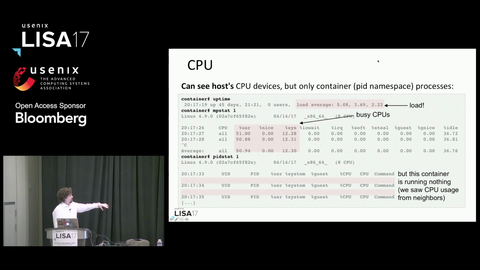For CPUs, if I run my CPU commands, I can see the host CPU devices, but only the PID processors. So if I run uptime, my system has load, and if I run mpstat, I can see the load, but then if I run pidstat on top, I'm not consuming the load. So this seems wrong, and it's because the top two tools are showing me the host, and the bottom tool is showing me the container. This is running from within the container. In the future, we may make load averages container aware. So you run uptime, and you get a container load average. And there are already load average metrics for CPU groups and cgroups. So it's very possible. But at the moment, that's how it is.